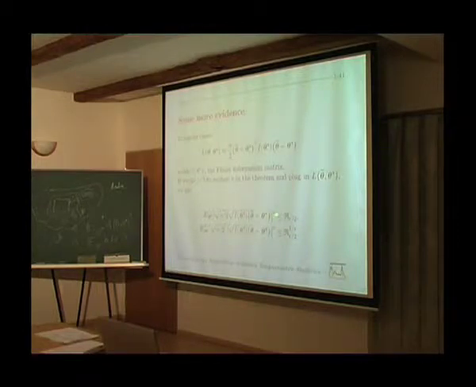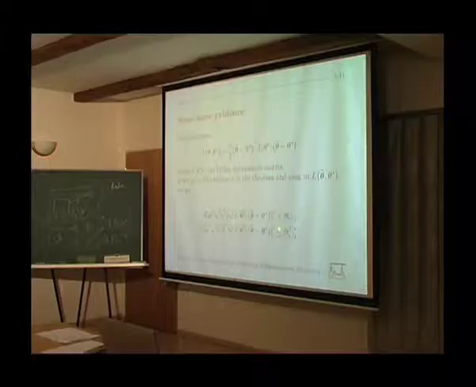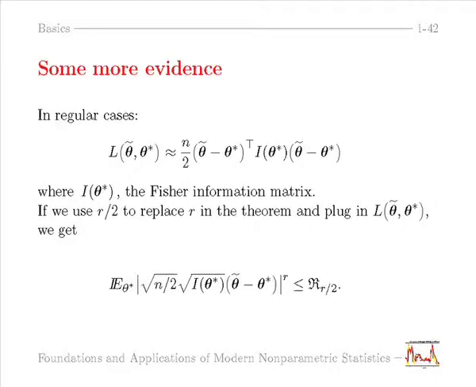I only show the first one. And this inequality basically says that theta tilde minus theta star multiplied by the square root of the Fisher information matrix and multiplied by square root of n is bounded by a constant. And this means nothing but the root n consistency and kind of root n boundedness of theta tilde. So this is a trivial and a free corollary of the previous result.